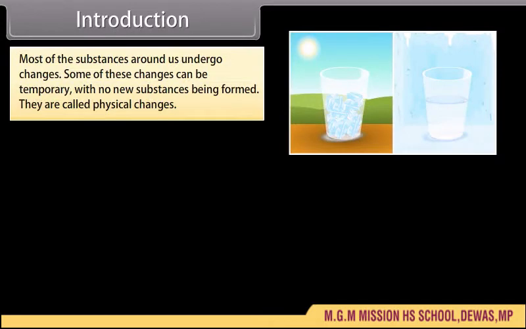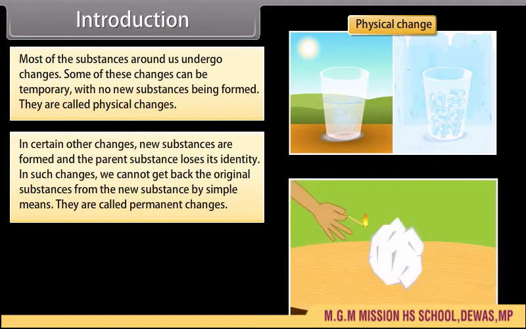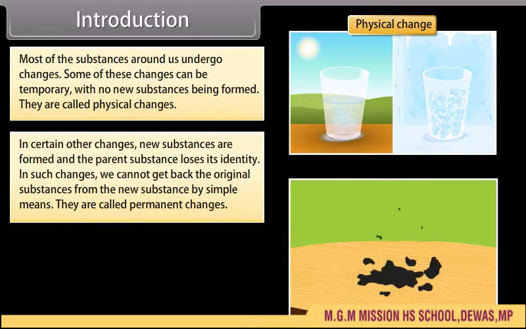Introduction. Most of the substances around us undergo changes. Some of these changes can be temporary, with no new substances being formed. They are called physical changes. In certain other changes, new substances are formed and the parent substance loses its identity. In such changes, we cannot get back the original substance from the new substance by simple means. They are called permanent changes.